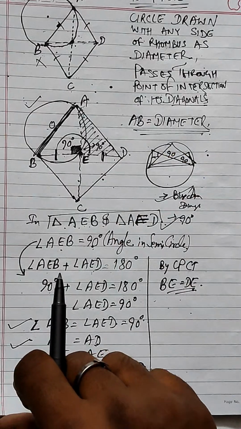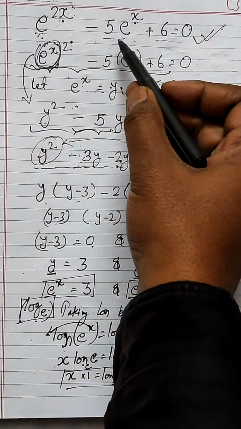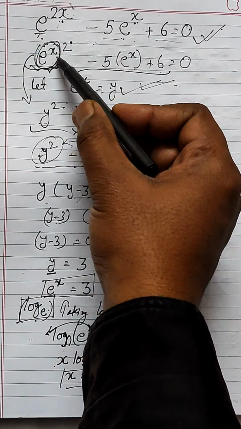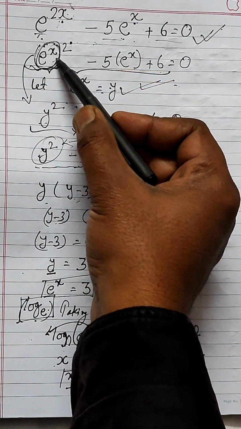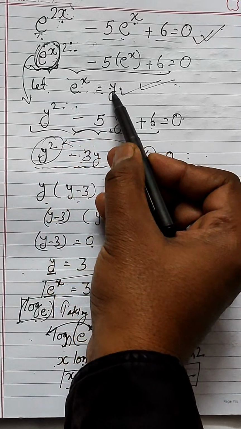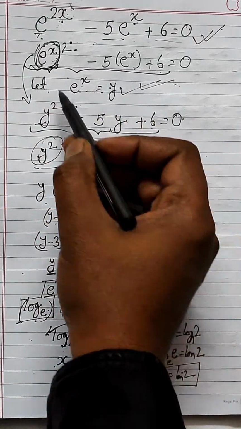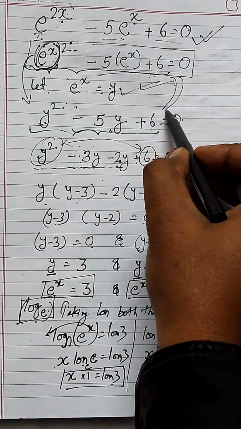We have covered this question as well: e to the power 2x minus 5 e to the power x plus 6 equal to 0. Here, e to the power 2x can be written as e to the power x whole square. When you consider e to the power x as y, you will get y square minus 5y plus 6 equal to 0. This will be converted into a quadratic equation over here.